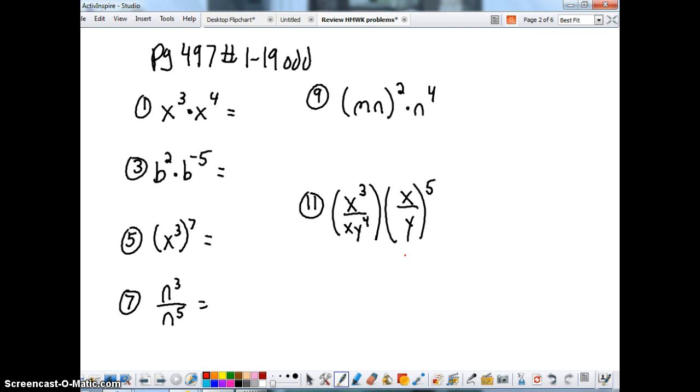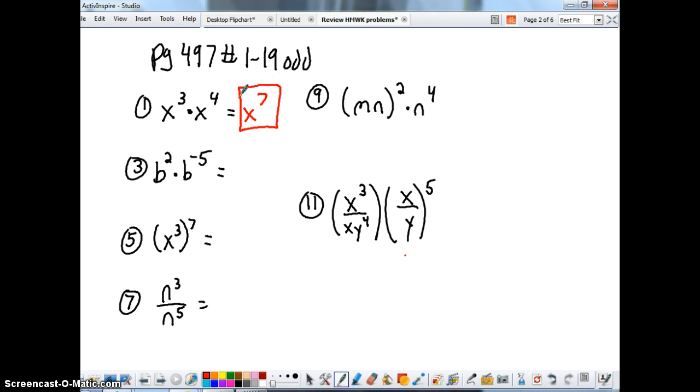All right, so when you're doing these, you need to follow your exponent rules. Okay, so number 1, we have x to the third times x to the fourth. Remember that exponents are a shorthand way of writing multiplication. So here I have 3 x's, and here I have 4 x's. So together I have a total of 7 x's. So it's x to the 7th for number 1.